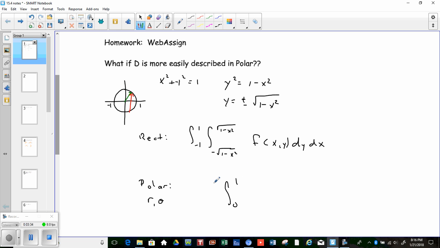And theta, well, that's pretty easy, because theta is going to go from here all the way around to here and back. So it's going to go a full 2 pi. So theta is going to go from 0 to 2 pi. And I'm going to have some kind of a function of r and theta. The question is, what is this out here? It's not just going to be dr d theta, it's actually going to be something else.